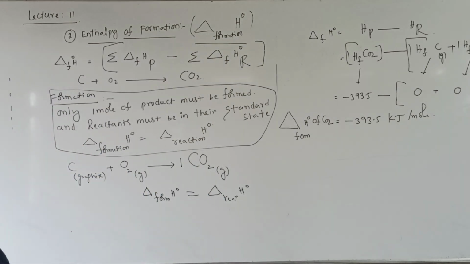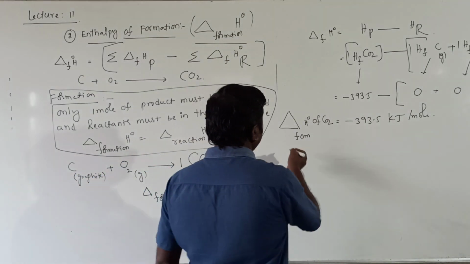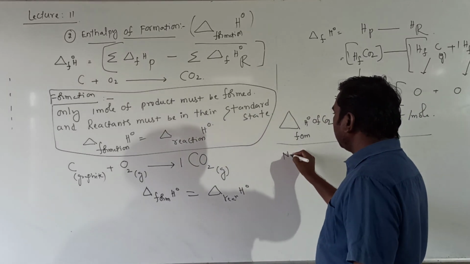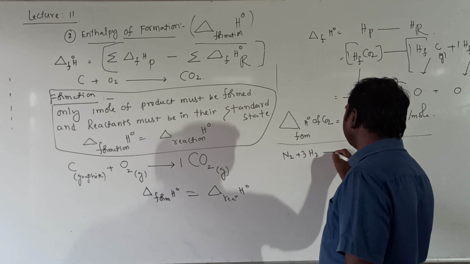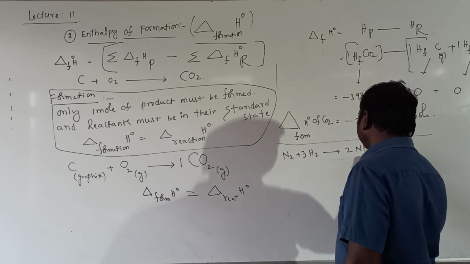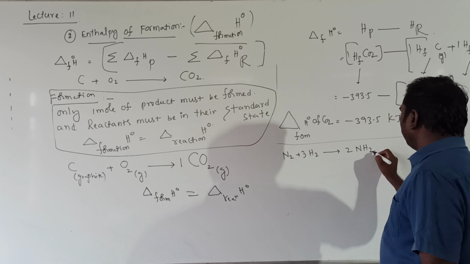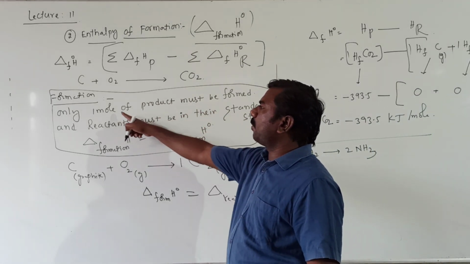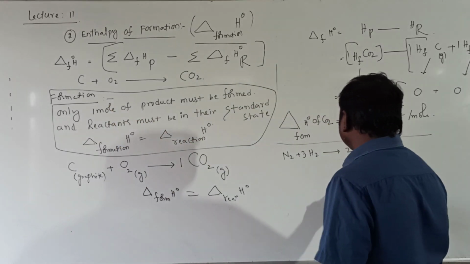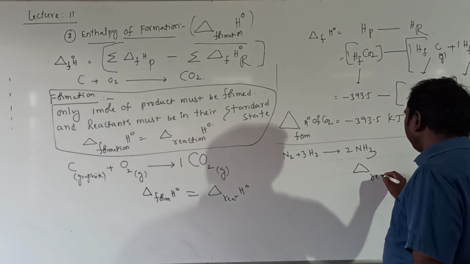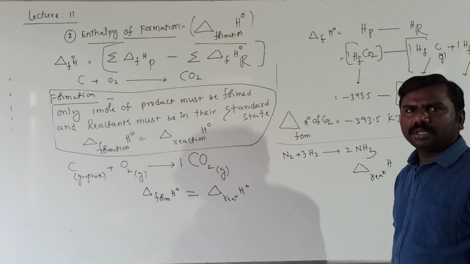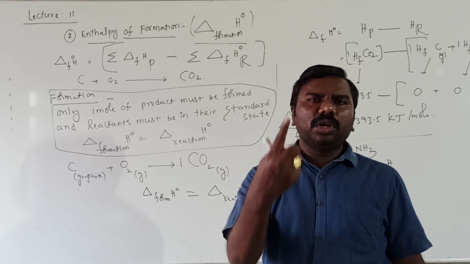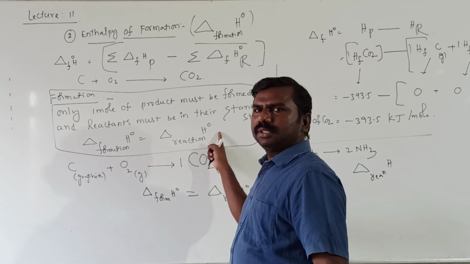Next, which of the following can they expect in a different form: N2 plus 3H2 gives rise to 2NH3. Is the product 1 mole or 2 moles? It is 2 moles. But we need the product to be only 1 mole. This is only enthalpy of reaction, students, but not formation here. Because only when the product is 1 mole is this equal to enthalpy of formation.